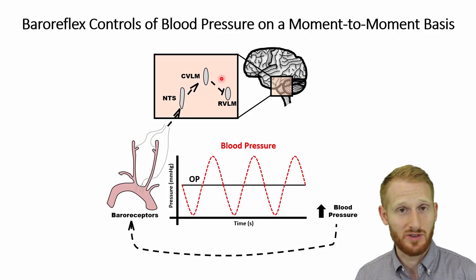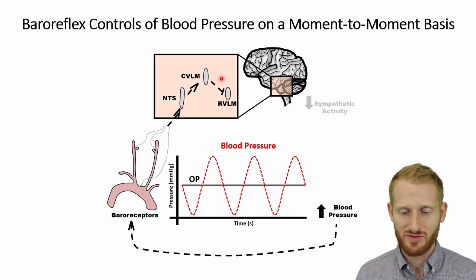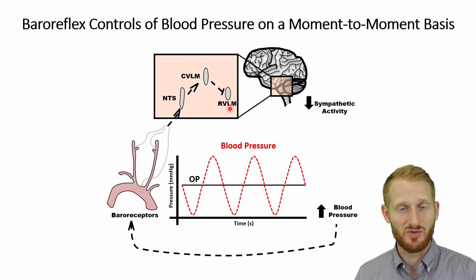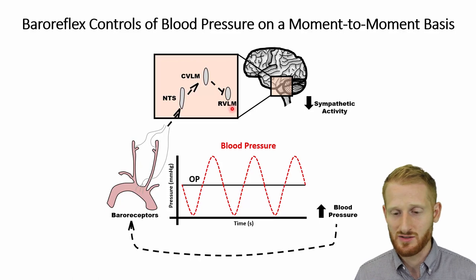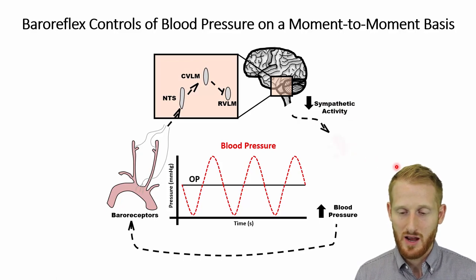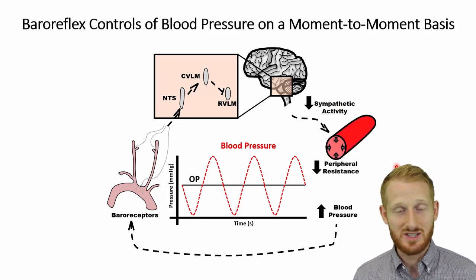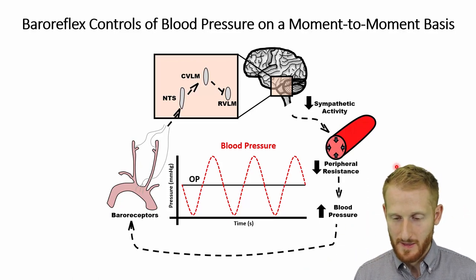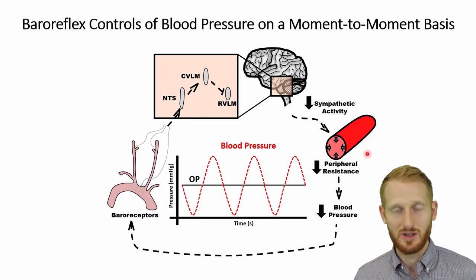All right, so the rostral ventral lateral medulla, the importance of it is it controls sympathetic activity. So it's going to get this inhibition, this inhibitory signal, this signal to say slow down, essentially, and it's going to decrease the sympathetic activity out to the body. So it's going to decrease sympathetic drive. That's going to decrease peripheral resistance. It's going to allow the blood vessels in the body to dilate a little bit, and that's going to lead to a decrease in blood pressure. So we're back down to this lower level.